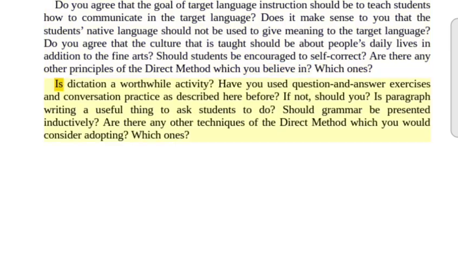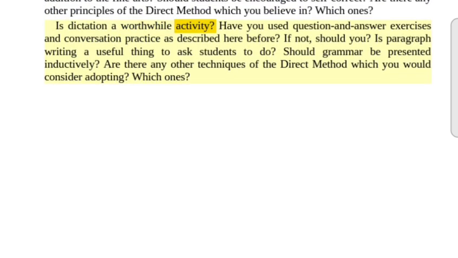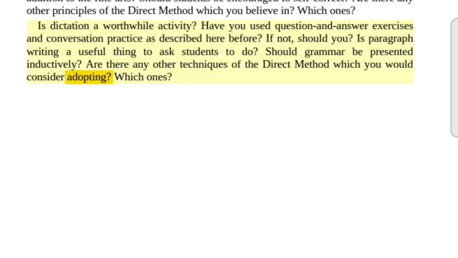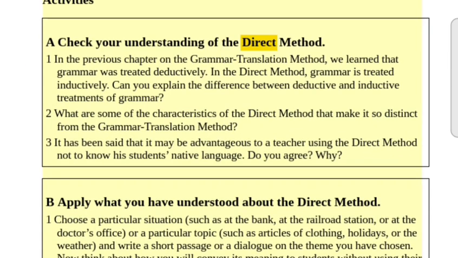Which ones? Is dictation a worthwhile activity? Have you used question and answer exercises and conversation practices described here before? If not, should you? Is paragraph writing a useful thing to ask students to do? Should grammar be presented inductively? Are there any other techniques of the direct method which you would consider adopting? Which ones?